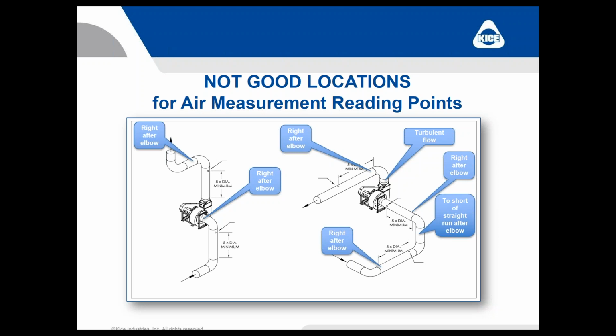Again, right after the elbow in a couple of locations. And then one where it's too short of a straight run after the elbow. It's just not enough linear distance to get laminar again. So that reading is probably going to be different than some of your other readings. That air is bouncing back and forth from edge to edge, or maybe more of it is on the inside edge of the tubing rather than in the middle.